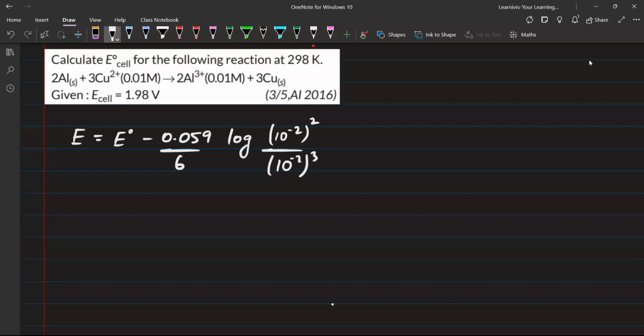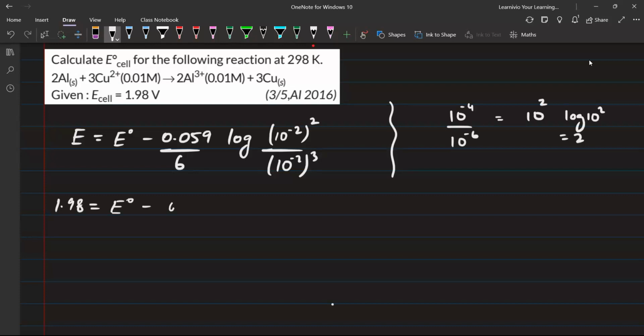Now let us deal with the log part first of all. So 10 to the power minus 4 upon 10 to the power minus 6. This will be equal to 10 to the power minus 4 plus 6. This will be 2. So log of 10 to the power 2 will become 2. E is given as 1.98, is equal to E naught minus 0.059 divided by 6 into 2. So this will be 3.